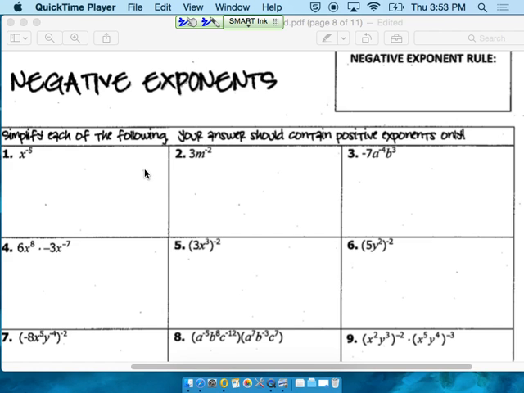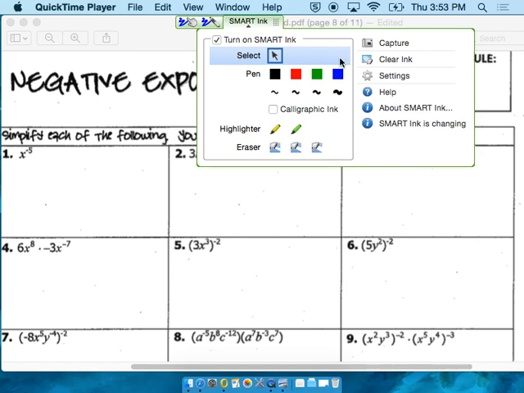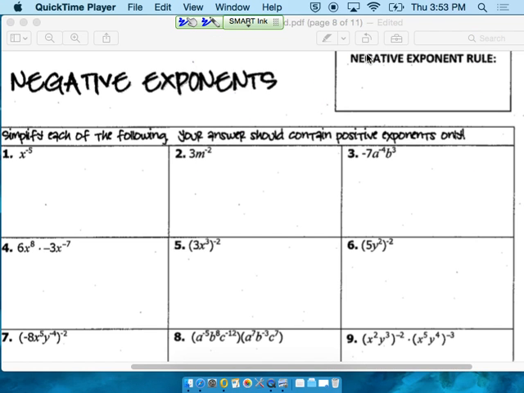This video will talk through negative exponents, and this will be found on page 19 in the spiral bound kit if you're looking at the notes from class. So here's the basic property.